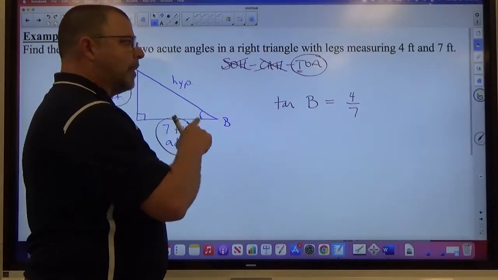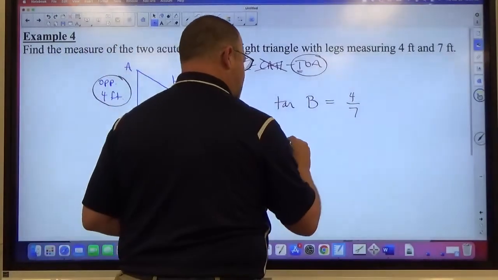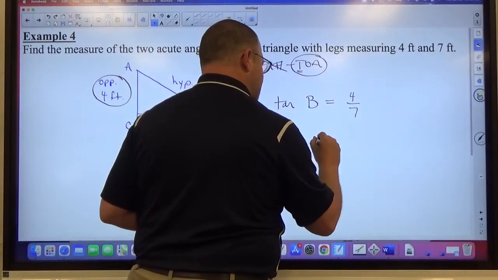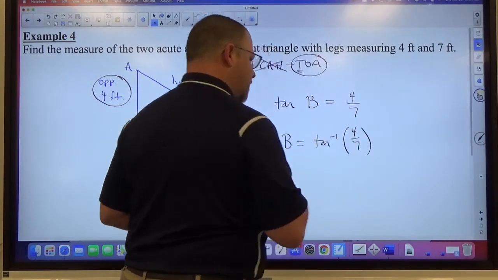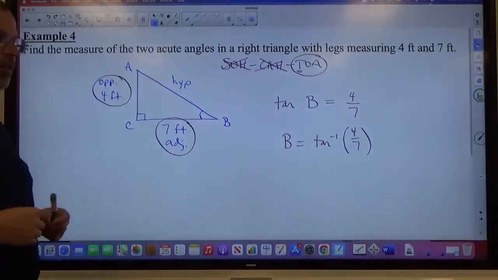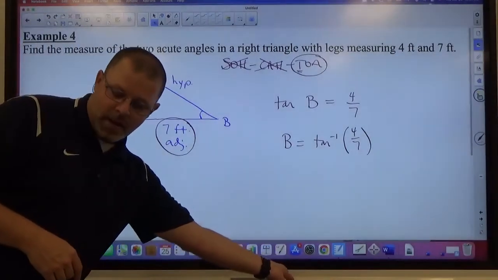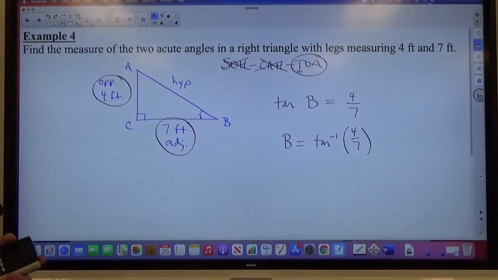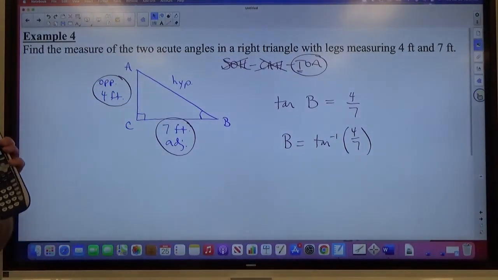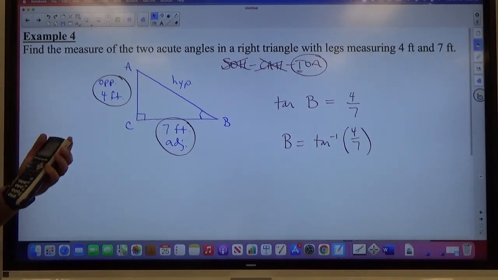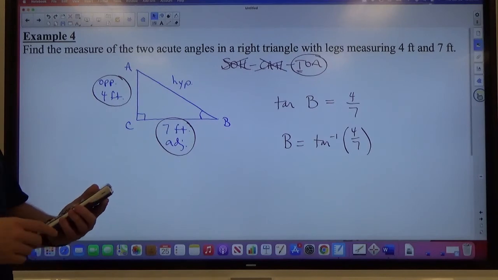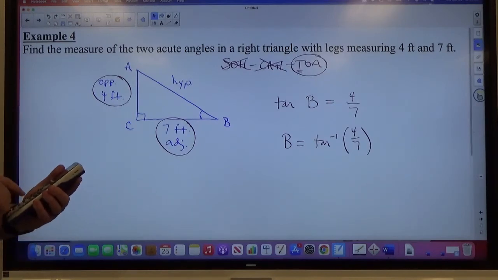All right? So if tangent of B is equal to 4/7, that means that B equals the inverse tangent of 4/7. And that's the button you're looking for on your calculators, the inverse tangent button. Usually, on most calculators, you hit second to get to it. So if you see a tangent button, you hit second tan, and then you type in 4/7.